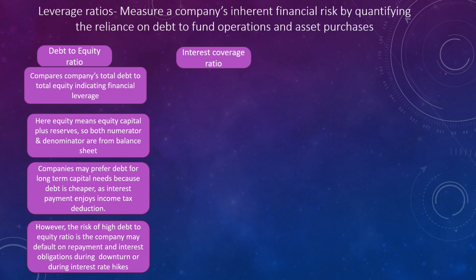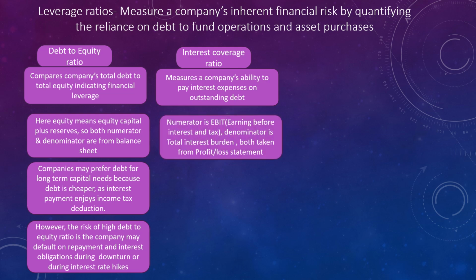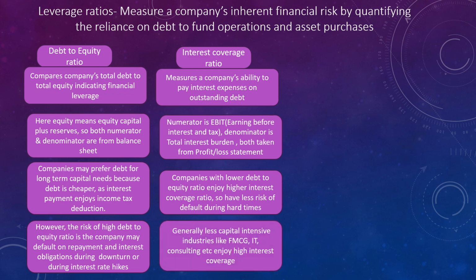Interest coverage ratio measures a company's ability to pay interest expenses on outstanding debt. The numerator is EBIT, earnings before interest and tax. Denominator is the total interest burden, both taken from the profit and loss statement. Companies with lower debt to equity ratio enjoy higher interest coverage ratios, who have less risk of default during hard times. Generally, less capital intensive industries like FMCG, IT, and consulting enjoy high interest coverage.